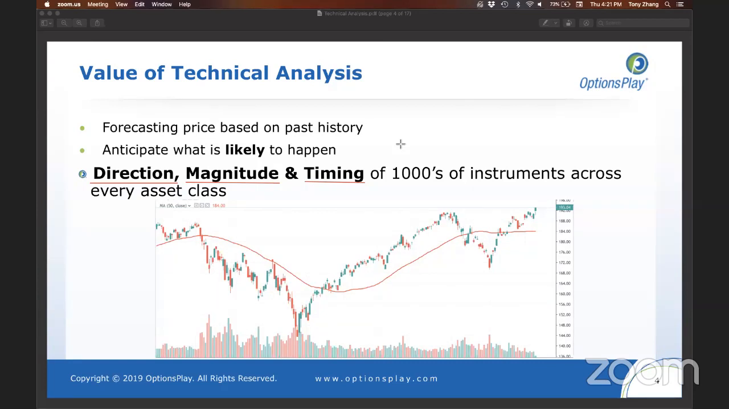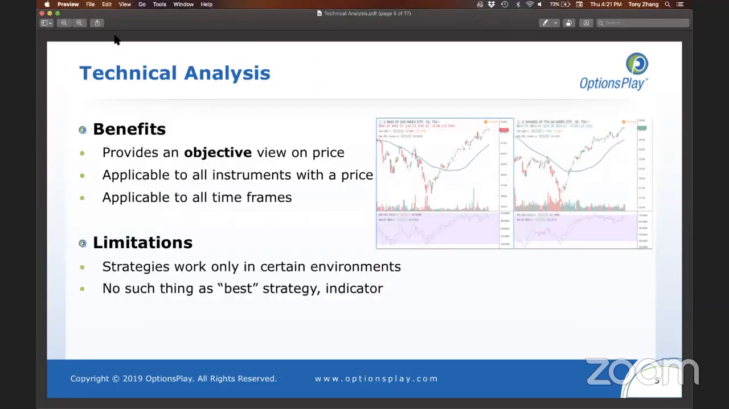And what I like about technical analysis is that when applied correctly, you can effectively look at thousands of instruments across every asset class using the same type of analysis. So whatever I use to look at Apple stock, I can take that same analysis and apply it to interest rates. I can use it for the indices. I can use it for commodities, and I can use the same analysis across the board. And that's something that can't be said for other forms of analysis.